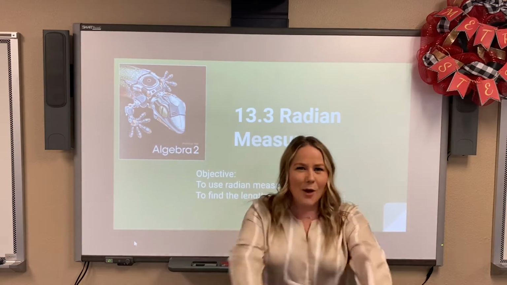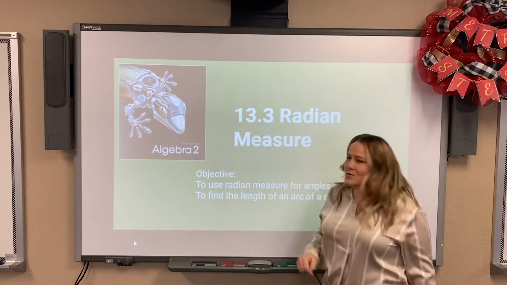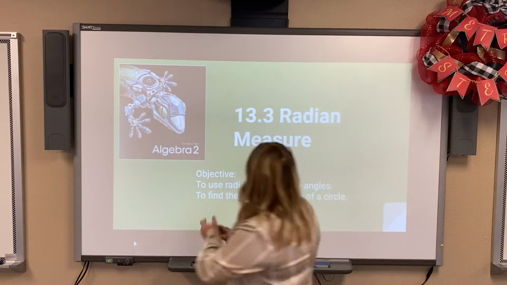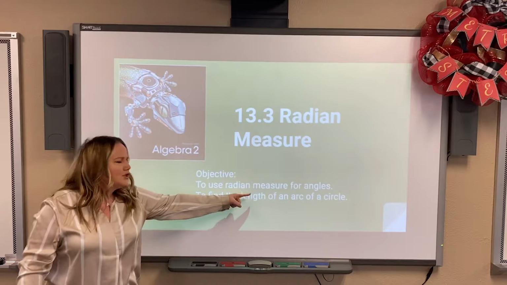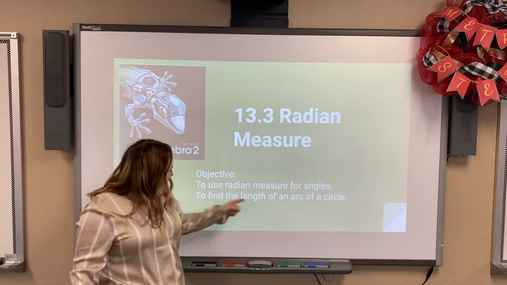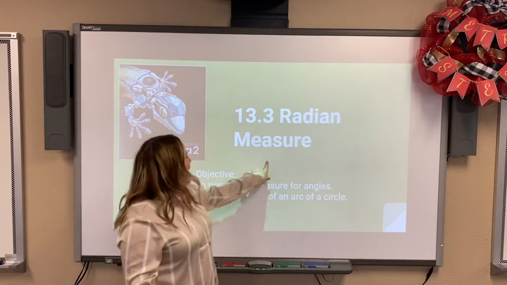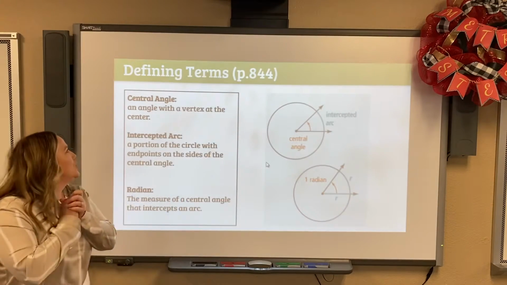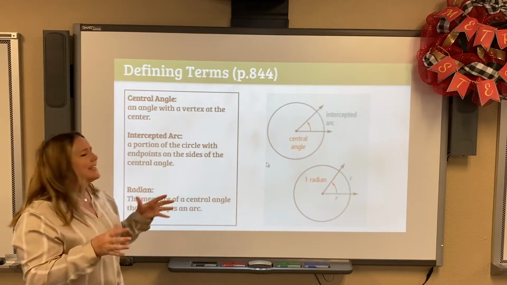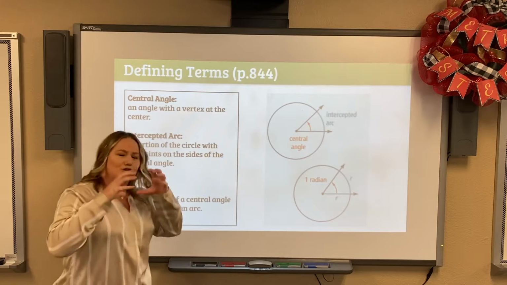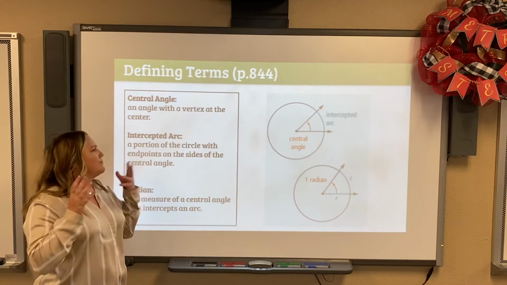Mrs. Colette here. Today we're going to talk about 13.3 radian measure. So let's get started with our objective. It's to use radian measures for angles, and to find the length of an arc of a circle. So a central angle is an angle with a vertex at the center. That makes sense, right? It's the central angle. And an intercepted arc is a portion.